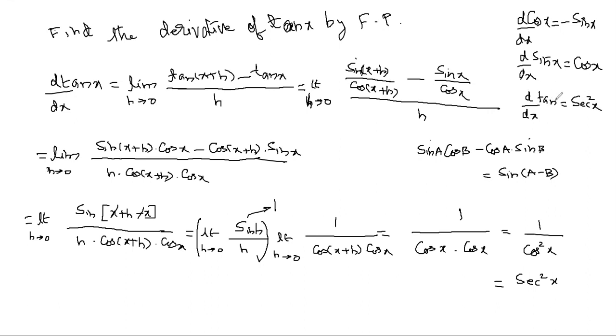Similarly, we can find all the formulas for cot x and other ratios also. Any trigonometrical ratio, we can find the formula by using the first principle. So remember, the derivative of tan x is sec square x.